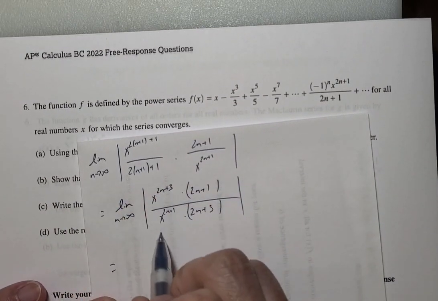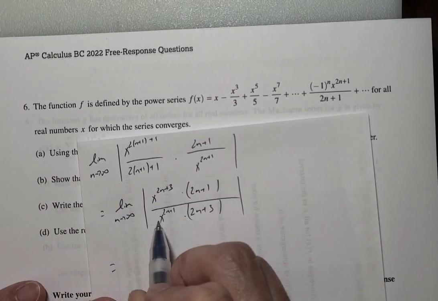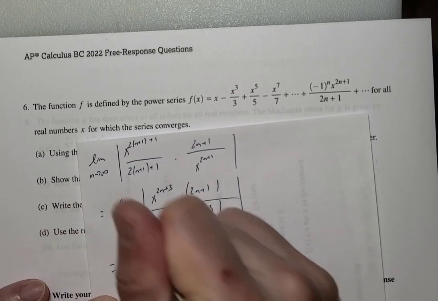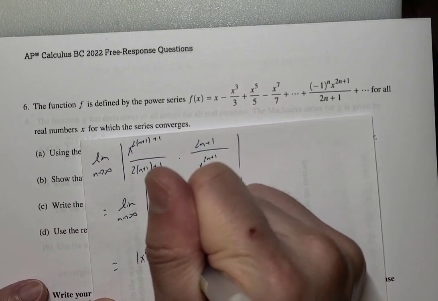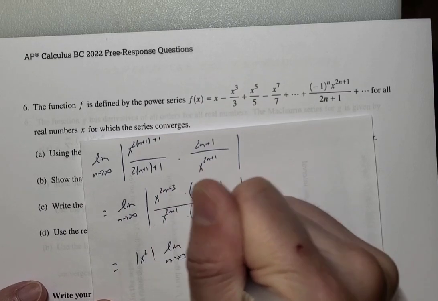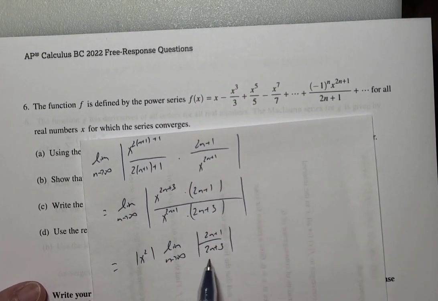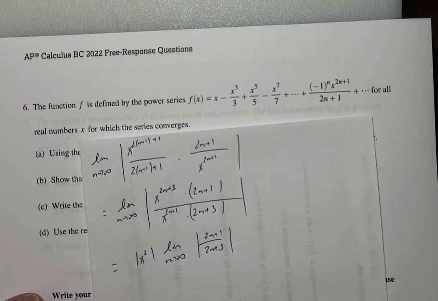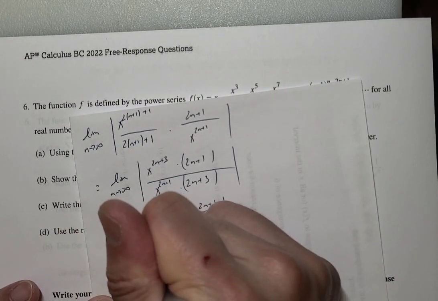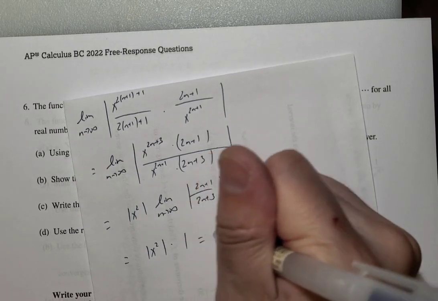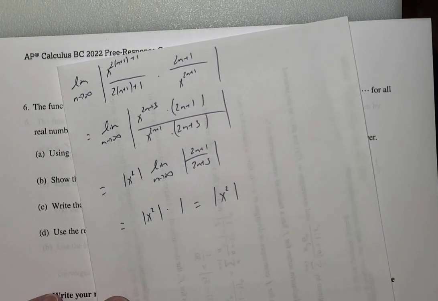Properties of exponents, this would simplify to x squared, which does not depend on n, it's like a constant. Pull it out. Limit as n goes to infinity of 2n plus 1 over 2n plus 3. This limit is just 1. Degrees are the same, take the ratio of the leading coefficients. So this is just x squared times 1, which is equal to x squared.